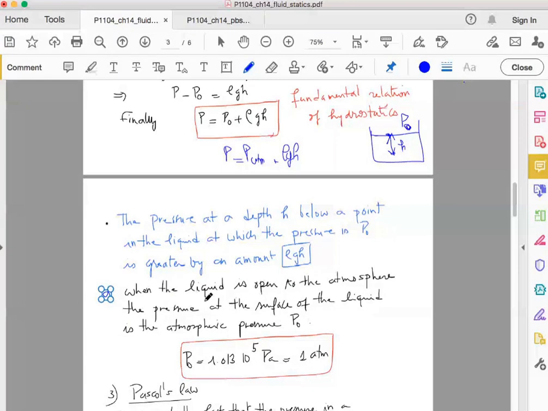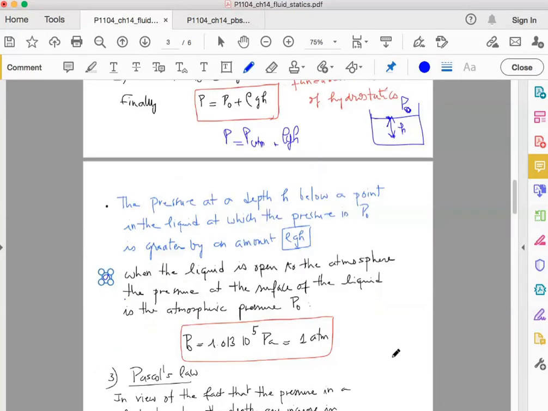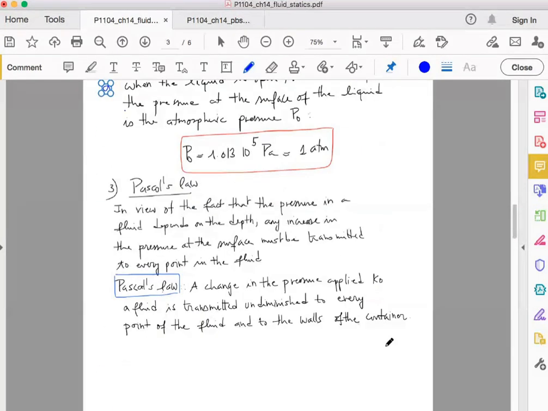So this is it for the pressure, the variation of the pressure with the depth. I'll take your questions at the very end, so please keep your hand raised. Let's move on to another topic in the case of fluid at rest, which we call Pascal's law.